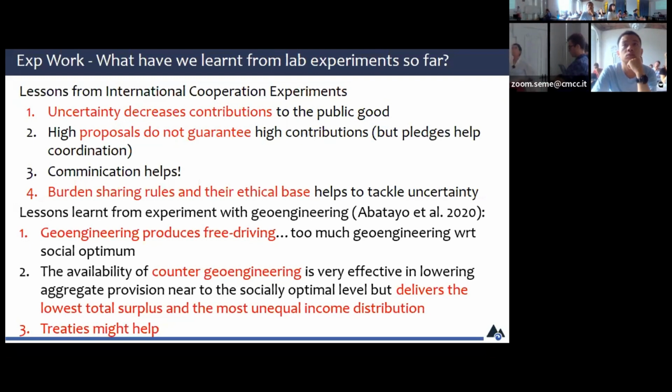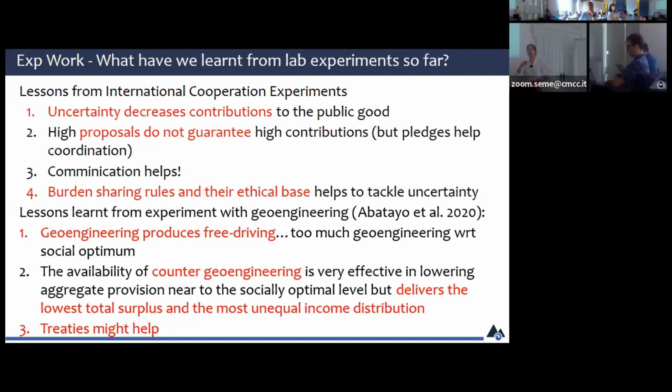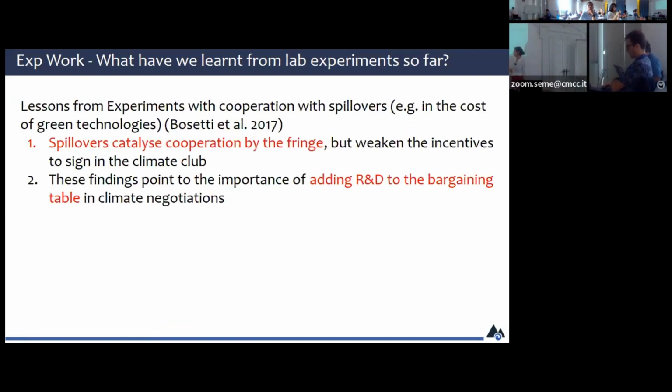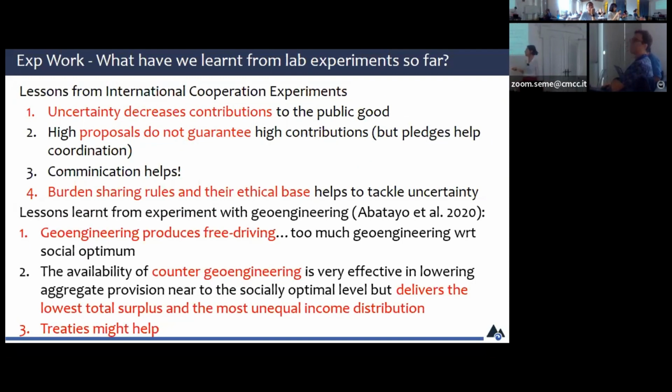And if you allow people to have counter geoengineering, you end up with the socially optimal temperature, but you spend a lot of money doing geoengineering, counter geoengineering, and counter counter geoengineering. So at the end, the people entering the lab get out of the lab poorer with the right temperature, poorer because they spent a lot fighting the geoengineering war one after the other. And treaties might help, but treaties are very complicated in the presence of geoengineering. So it's not necessarily the case.